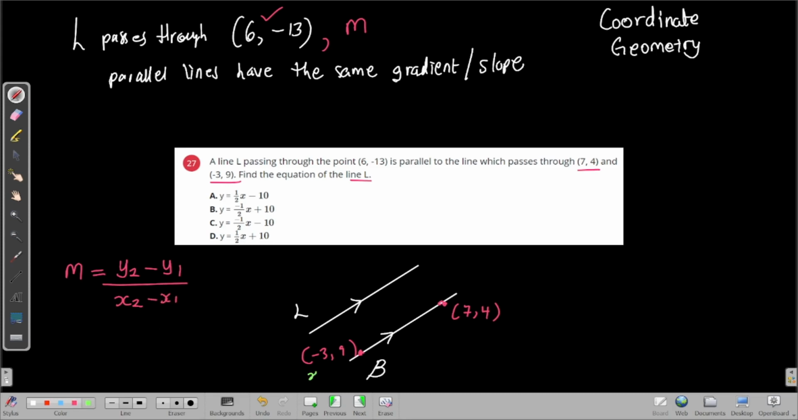So the gradient of the second line will be y2 minus y1 over x2 minus x1. Let's call this x1, y1, x2, y2. So what's our y2? 4. y1 is 9. Our x2, 7, minus -3. So this is equal to -5 over 7 plus 3 is 10. Okay, and that's minus 1 over 2. So that's the gradient of line B. So it means that the gradient of line L is also going to be the same because they have the same gradient.